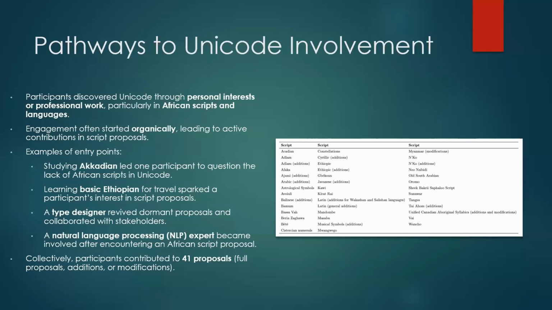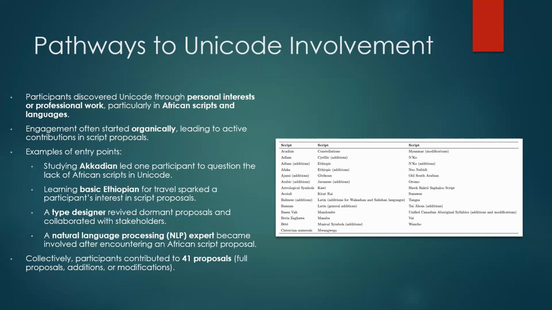Some examples of this are: studying Akkadian led one participant to question the lack of African scripts in Unicode. One person was learning Ethiopian for travel, and that sparked their interest. A type designer revived a dormant proposal and collaborated with stakeholders and then began working on more dormant proposals. And someone working in natural language processing became involved after encountering an African script proposal. If you have any questions specifically about some of these, you can ask me and I'll try to remember.